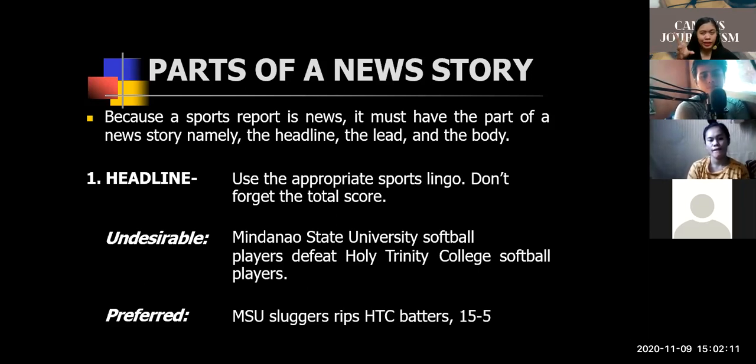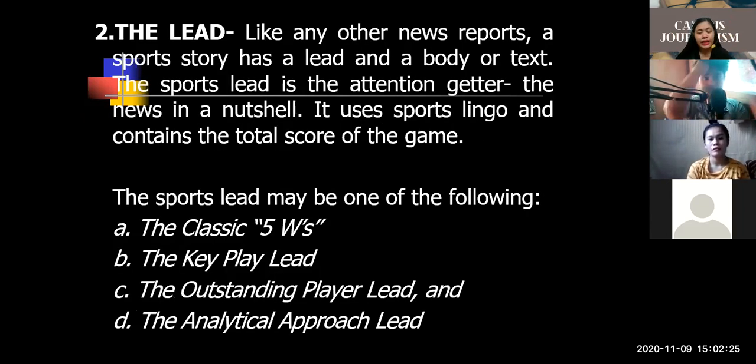So here you can sense the intensity of the game, using certain words and sports lingo that is necessary to catch the attention of your readers. And second, we have the lead. Like any other news report, a sports story has a lead and a body or text, and it is an attention getter. So the news is in a nutshell, in a sense. So you have to take note that just like a news story, sports story leads are very important in an article. So you can have different kinds of sports lead. You can have the classic 5 W's, the key play lead, outstanding player lead, or the analytical approach lead. So you can choose any of that.